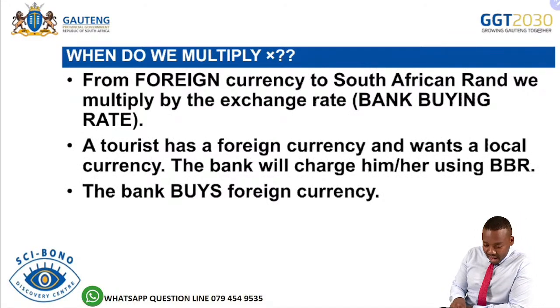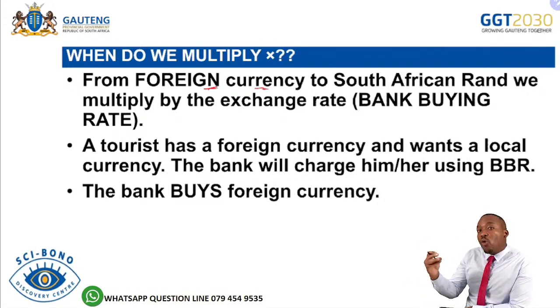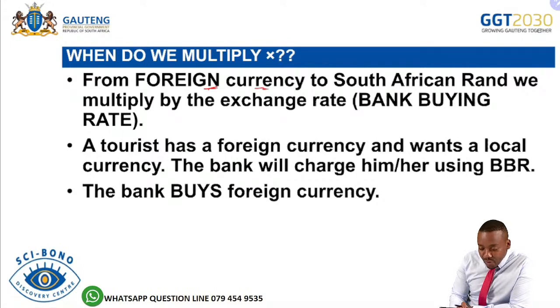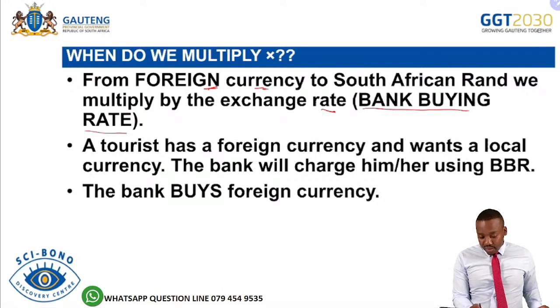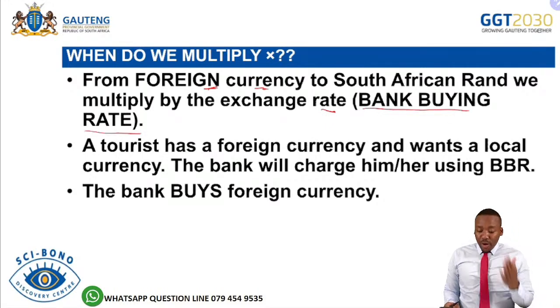When do we multiply? So we are saying the golden rule is that from foreign currency to South African rand, you have foreign currency, you have your dollars, you've got your pounds, and then you are visiting South Africa, meaning you want what? Our local currency. From foreign currency to South African rand, we multiply by the exchange rate. And which exchange rate? BBR. So be careful there.